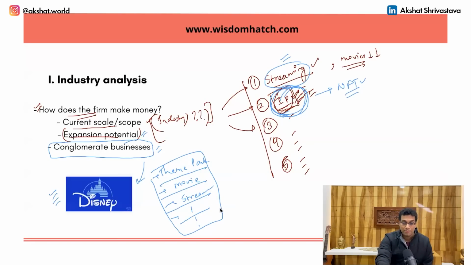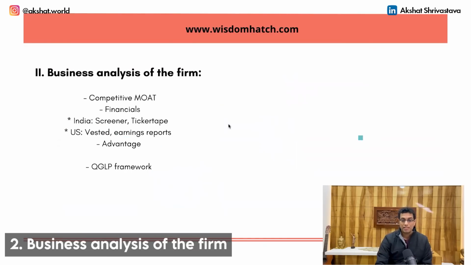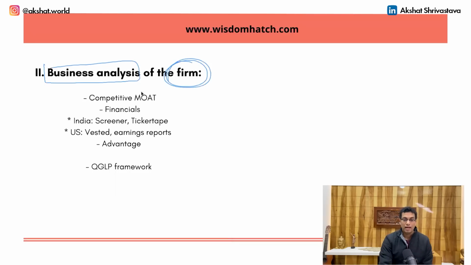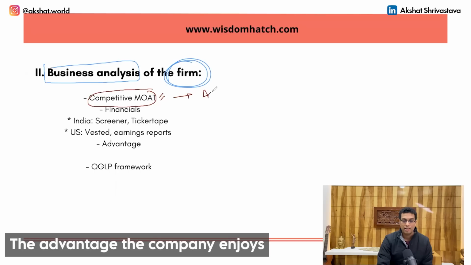Then we move on to step number 2. So once you have done industry analysis, you need to do firm specific analysis. This is again a second key important step, right? So you need to do business analysis of the firm. So you move to firm level. And here the first question that you need to ask is, what is the comparative moat of the company? Now, what is comparative moat? Moat simply means the advantage that the company enjoys.